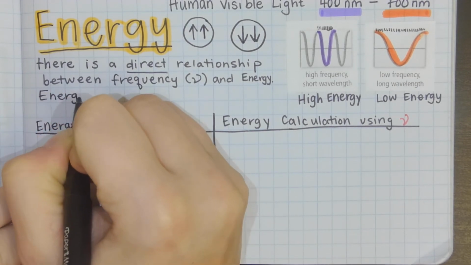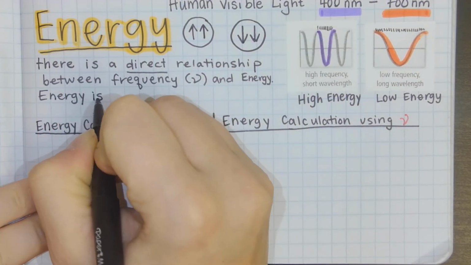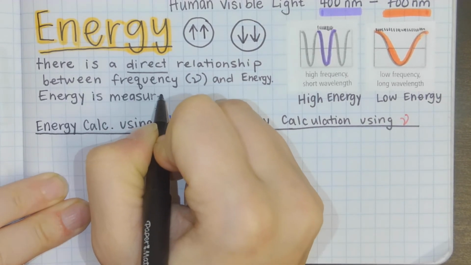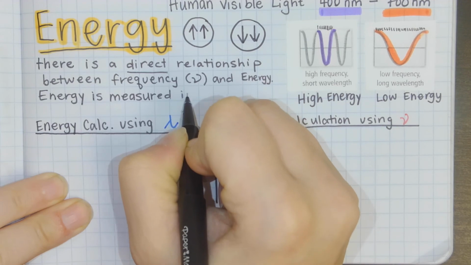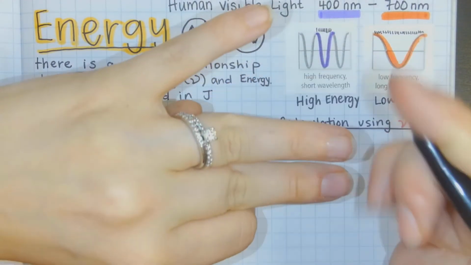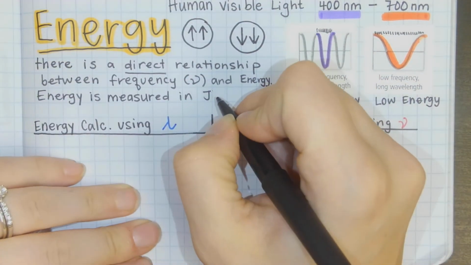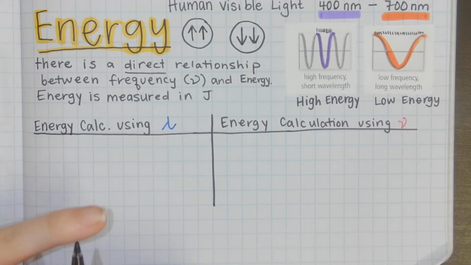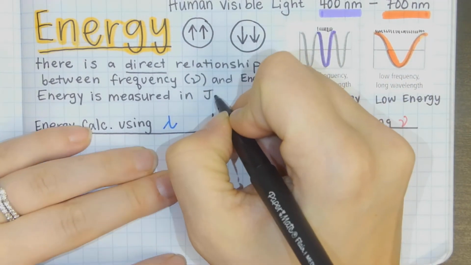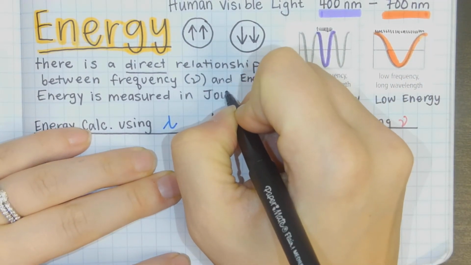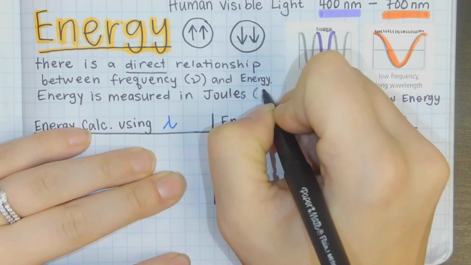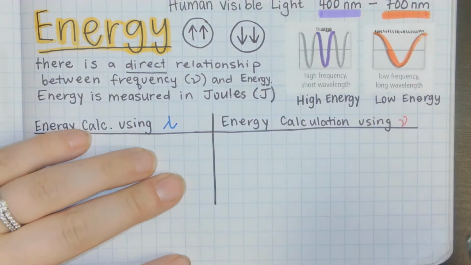Energy is measured in units called joules. Not like a gemstone kind of jewel, not that kind. And also not the vaping jewels. Joules, again, whatever. It's joules. Abbreviation is letter J.